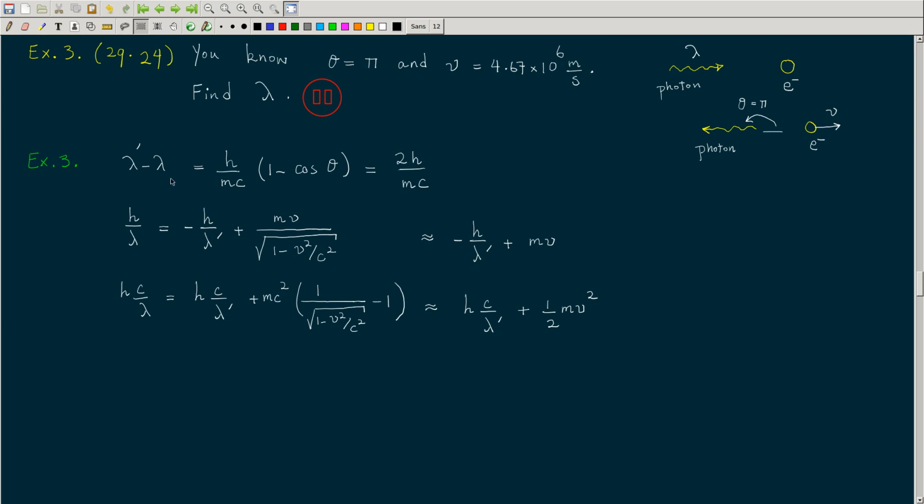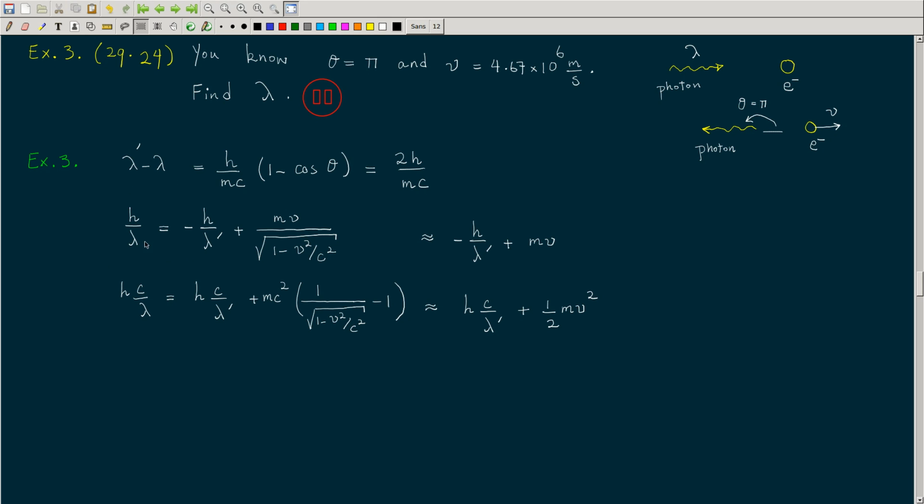If you write the formula that is given, it's a simple formula. What you get is lambda prime minus lambda is h over mc times 1 minus cosine theta. Cosine theta is -1, so you get a factor of 2 here, so you get 2h over mc. But this equation has two unknowns, lambda prime and lambda. So you have to write the conservation of momentum or energy, at least one of them, with this formula, or just solve conservation of energy and momentum together. The reason is that this equation doesn't capture all the information about conservation of momentum and energy, so sometimes this is not enough to solve a problem.